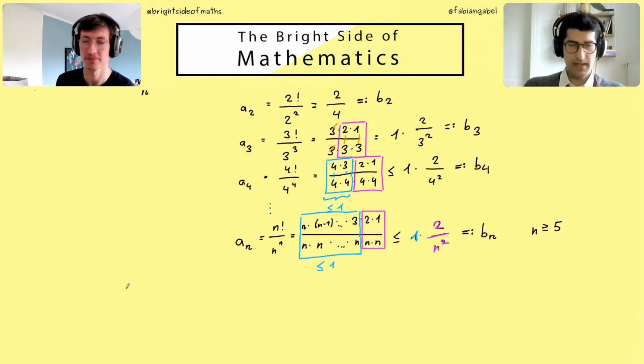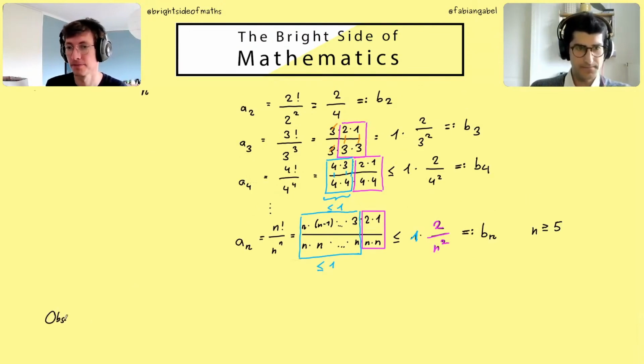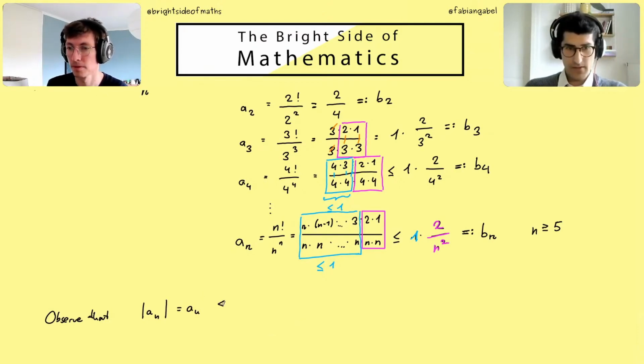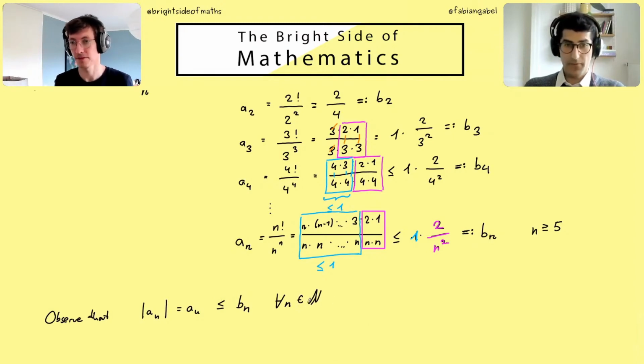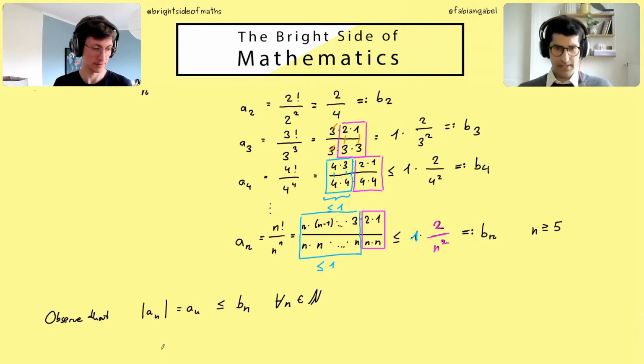And what we can now observe is that the absolute value, which is the same as An, because the sequence members are all positive, is less or equal than Bn for all natural numbers. For all indices. Yeah, that's very nice.